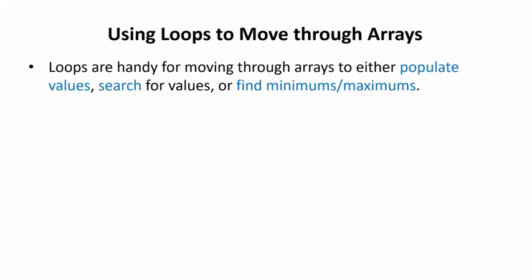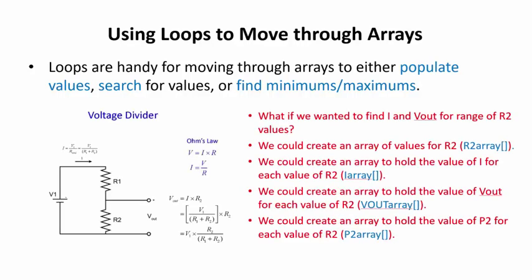Now we are ready to actually do something with these constructs. So let's take a look at an example where we're going to use these loops and decisions in order to move through arrays, and how we can use these arrays and our ability now to traverse them to calculate something meaningful. So let's take a look at this circuit right here.